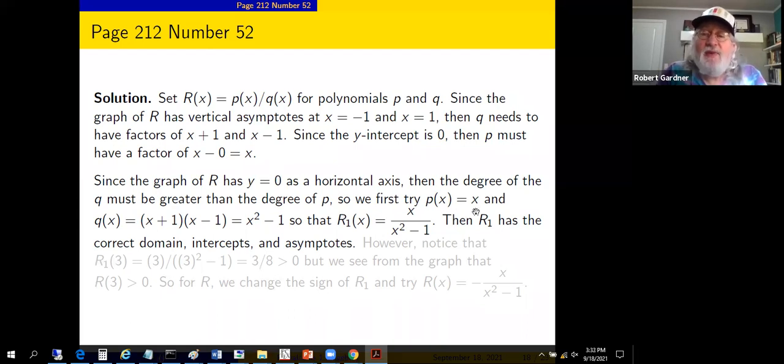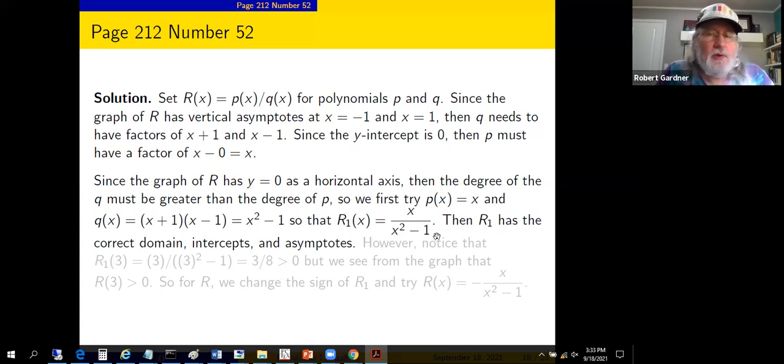If we take P of x to be simply x, degree 1, and take Q of x to be, we know it has these two factors and no others because there weren't any other vertical asymptotes, but these could be factors of higher multiplicity. If we take these to be the only factors of Q of x, we get Q of x is x squared minus 1, then we'd have the rational function, let's call it r sub 1. So we're just using the asymptote information so far. We'd have x over x squared minus 1.